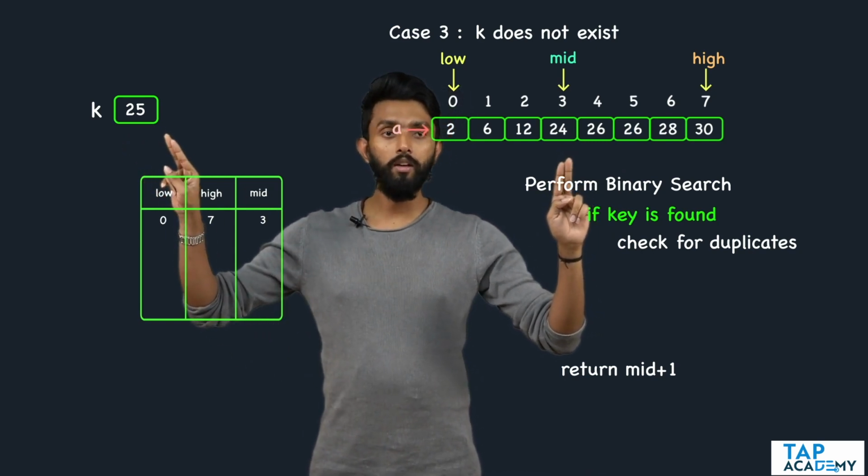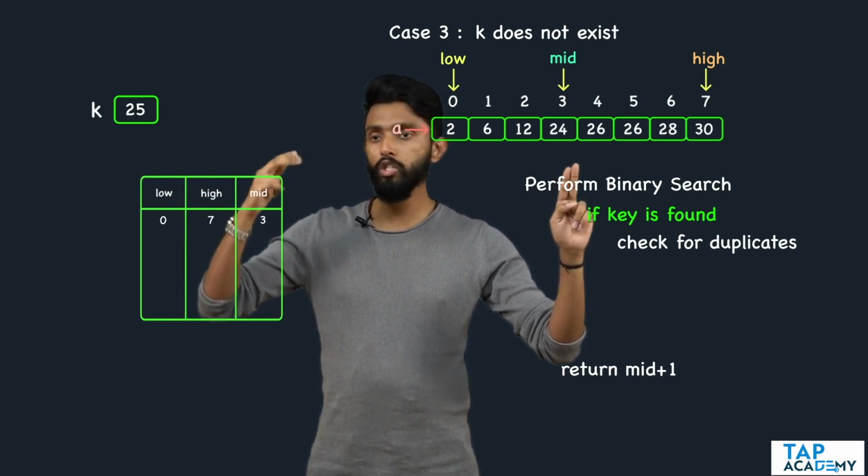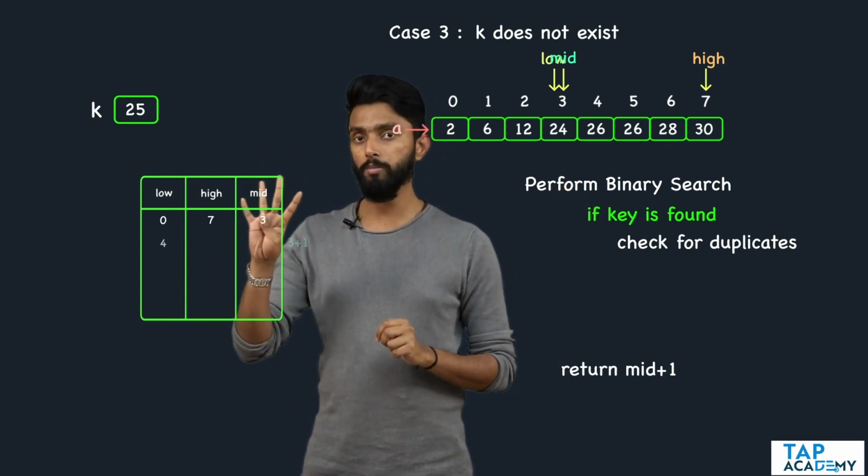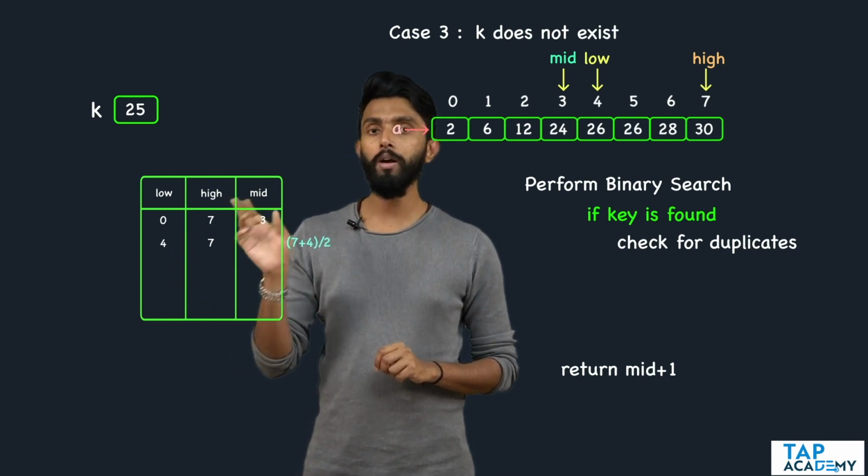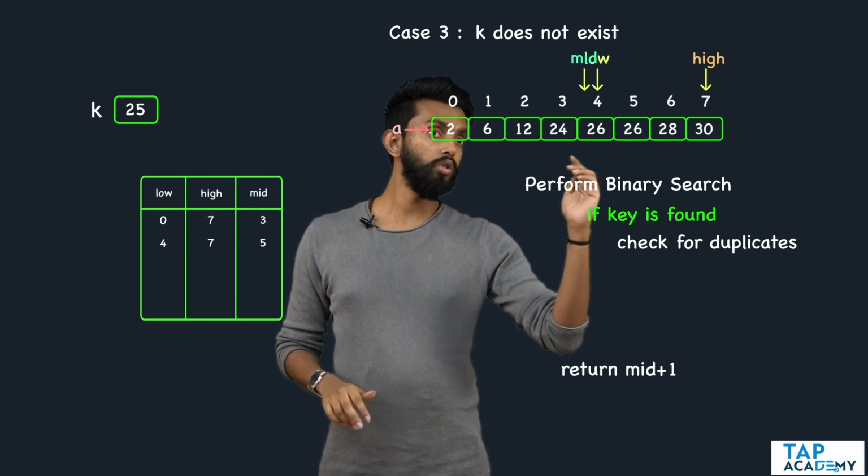Is key greater than the mid value? Yes. Yes means low has to be adjusted. So low becomes mid plus 1. It becomes 4. High remains the same. Again calculate mid. 7 plus 4 divided by 2 is 5. So mid comes to 5.